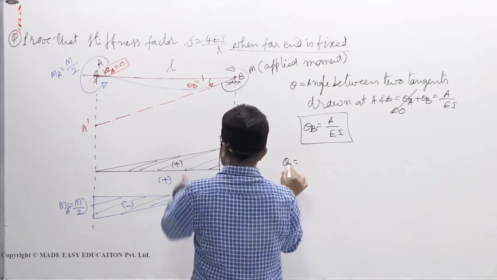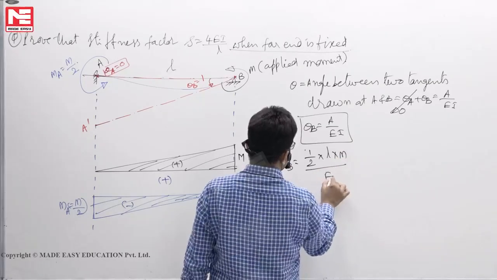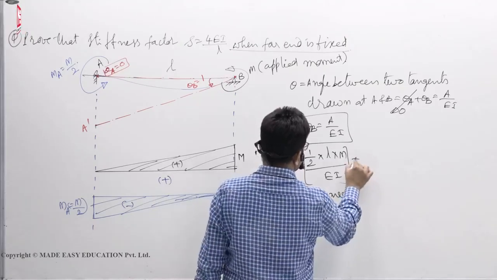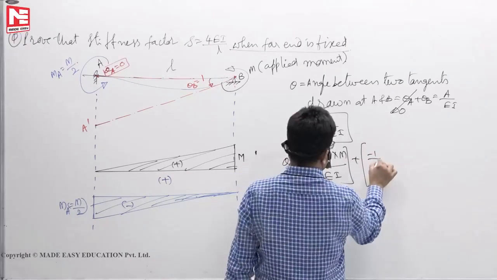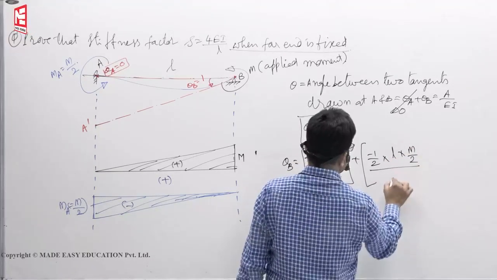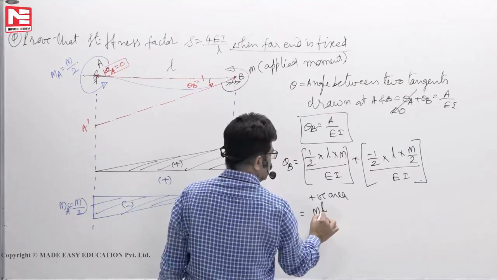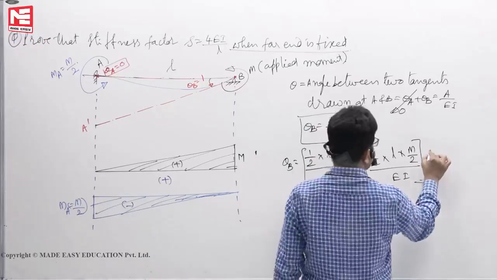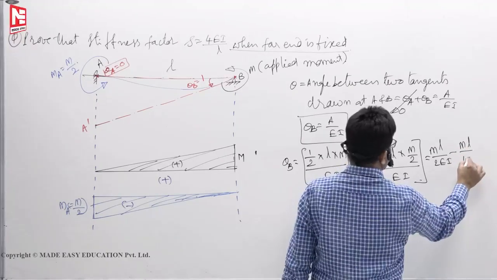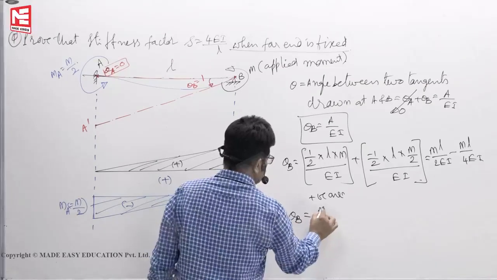So theta B. What is the positive area? Half base into height by EI. This is the positive area plus the negative area: minus half base into height by EI. So this value you will get ML by 2 EI minus ML by 4 EI. So you will get theta B equal to ML by 4 EI.